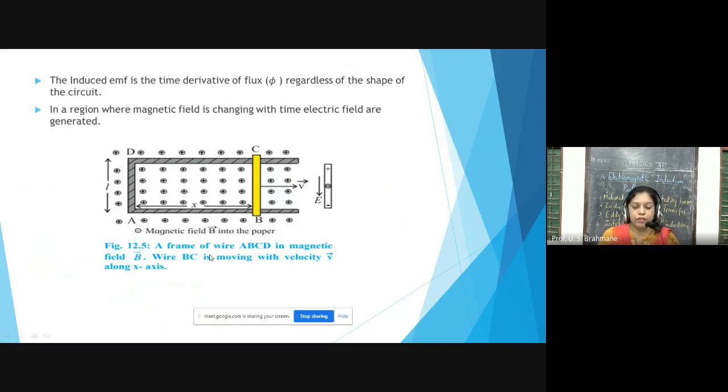Now we can see that this is the charge, it is moving from C to B. At that time we are getting that work done performed W is equal to FL. We have seen that. This is a frame of wire ABCD in magnetic field B. Wire BC is moving with velocity V along the x-axis. So this is the speed V. Then we have got E is equal to BLV. So in both the cases, in translation motion the first case also we have got BLV, and for the second also E max equal to BLV.